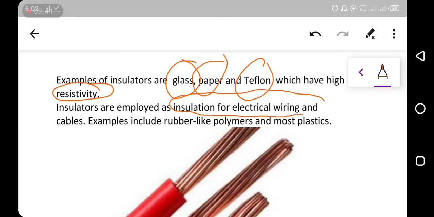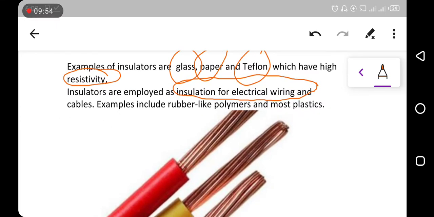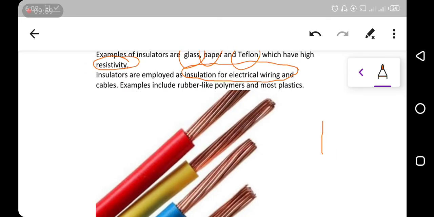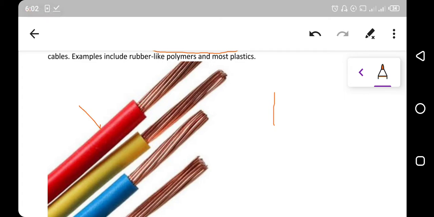Insulators are employed as insulation for electrical wiring. Kwa hiyo insulators zinatumika kufanya insulation ya electrical wiring, kuzifanya zile wiring wire ambazo za umeme zisiweze kuconduct electricity kwa nje. Tunaona kwa mfano waya hizi hapa. These are the wires and this is the insulator.